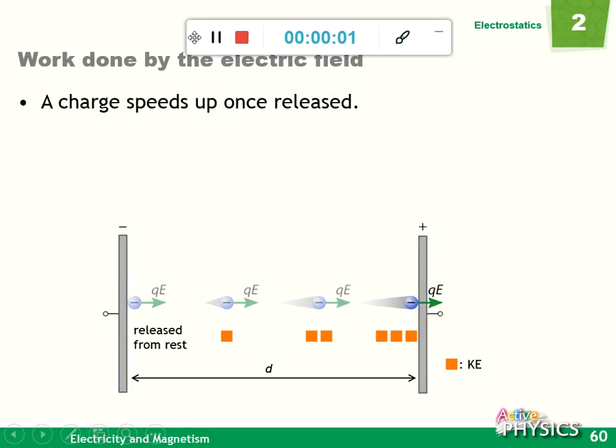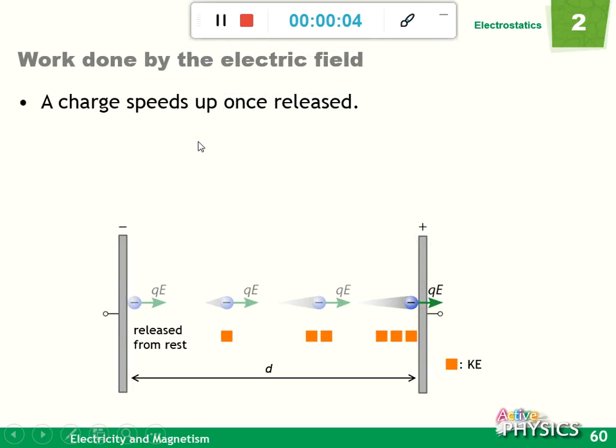Page 54. Work done by the electric field. Work done means that it is related to energy. When we use the electric field, we can provide energy to the system. It means that the charge may get the energy and then convert it into kinetic energy.